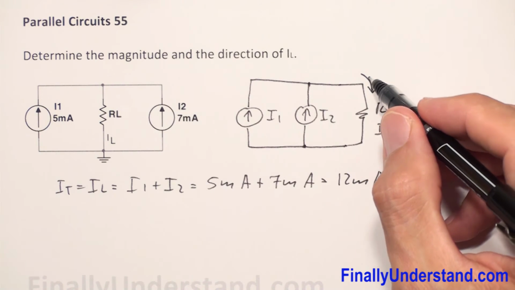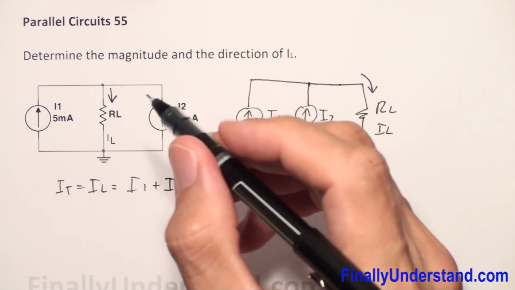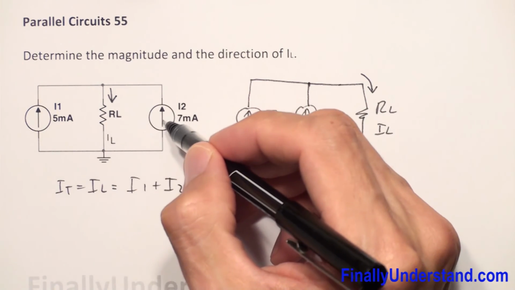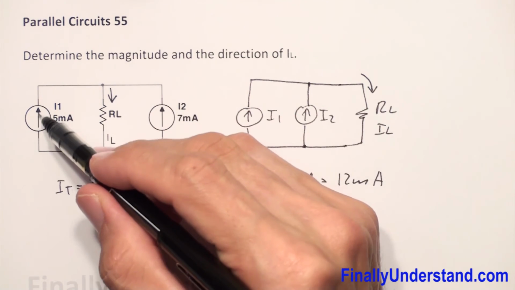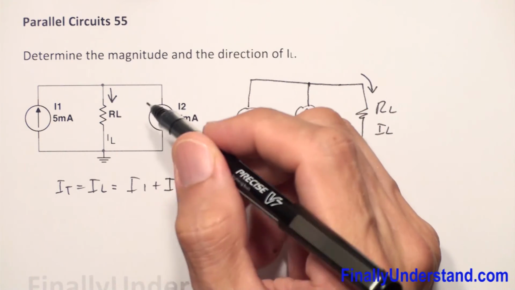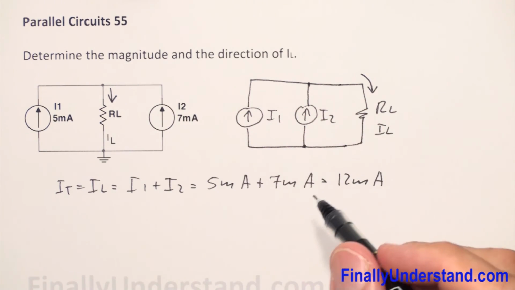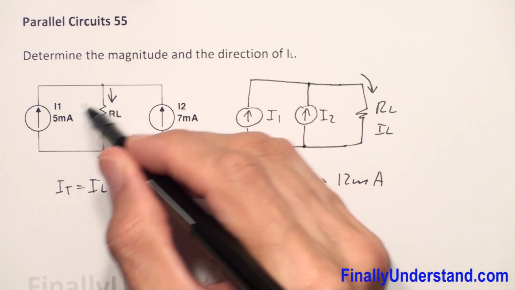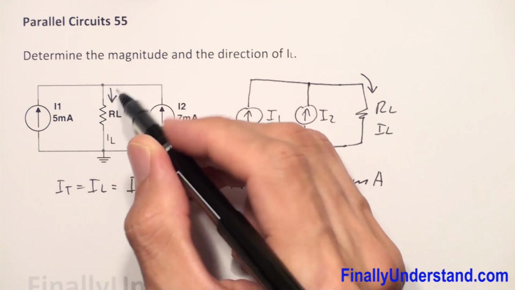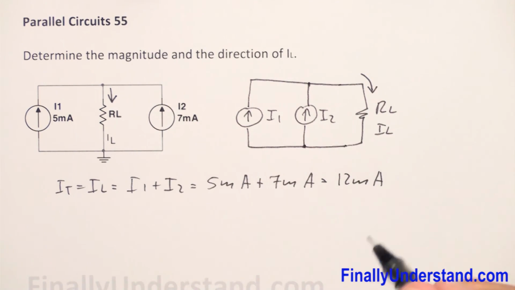It's going to go from the top to the bottom, so the current is going to go this way. Okay, we have to add them up because this arrow goes up and this arrow goes up, so both arrows are going the same direction, so it means we have to add these two currents. Okay, and these two currents are going to come to the resistor and total current is going to go down. So this is the solution to my problem.